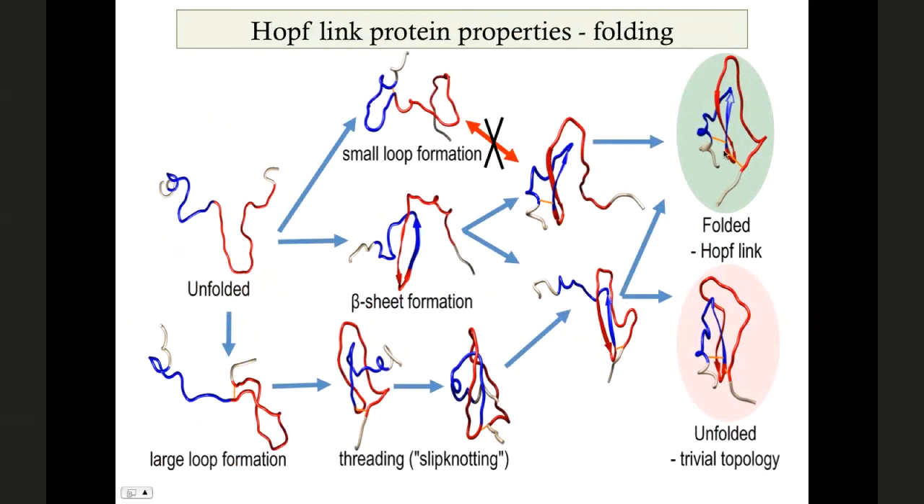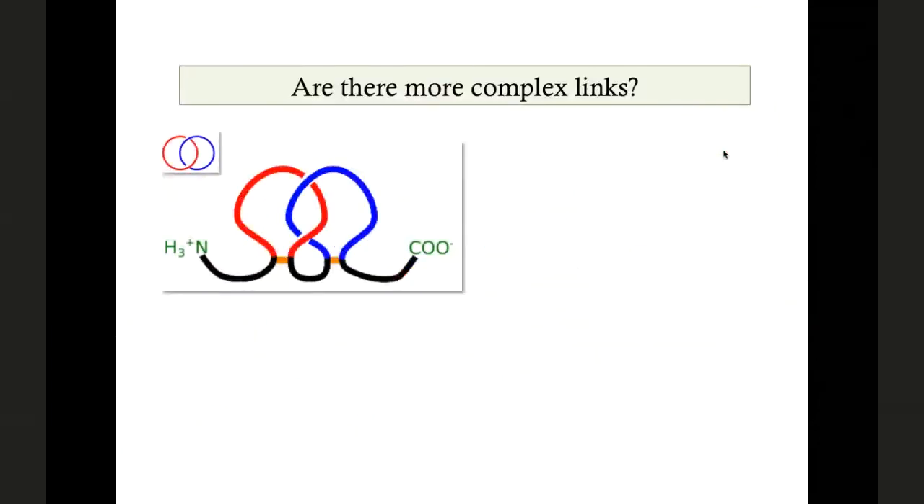But there are many traps on the way, when we make an incorrect loop, or the loop is just too small to thread the terminus. So evolution has to solve this problem. What is better, to have an easy way to fold or to have a more stable conformation?